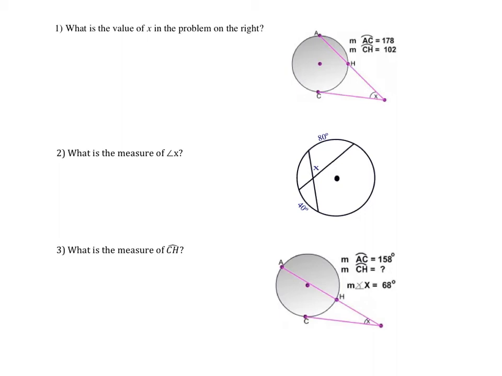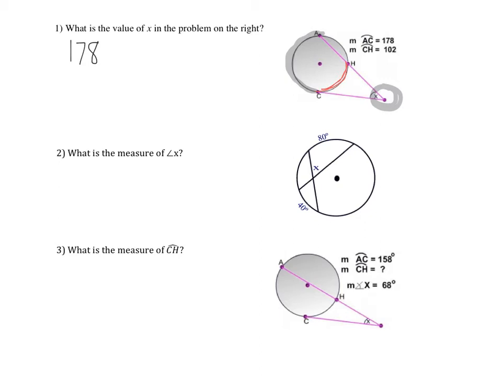So in our first one, we have an intersection outside the circle. So we're dealing with the situation of the far arc minus near arc divided by 2, because we have a secant and a tangent here. So my far arc is this one, which is arc AC. That's going to give me 178 degrees. I'm going to subtract the near arc, this one, which is CH.